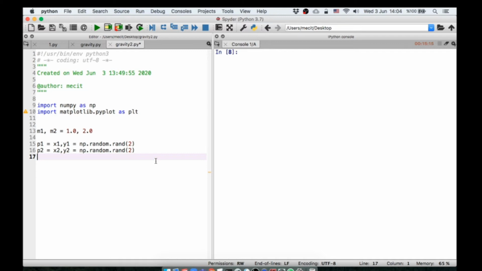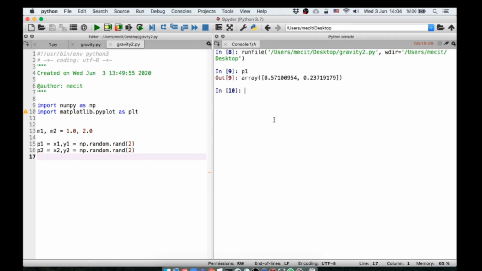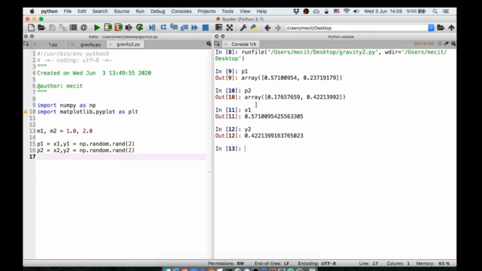Okay, let us run this program as is and then see the results. Let us see if P1 is in memory. Yes, this is P1 and that is P2. Okay, and this is X1 and that is Y2, for example. Good. So my points are between 0 and 1 here. Before doing anything, let's plot this on a graph so we can see where the points lie.